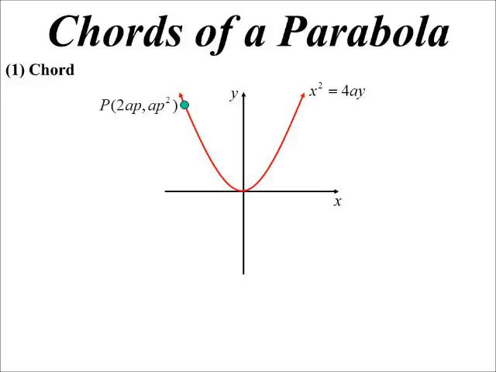So there's 1 point. I'll call it P, and creatively I'll give it the parameter little p. So it becomes (2ap, ap squared). And then the other one will be Q, and I'll give that the parameter little q. So it'll become (2aq, aq squared). And so a chord joins those two points up. The question simply is, what is the equation of the chord?